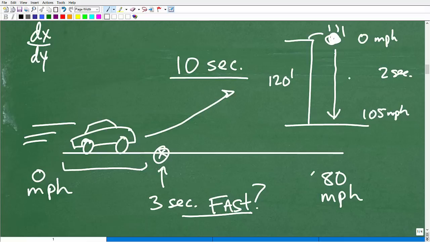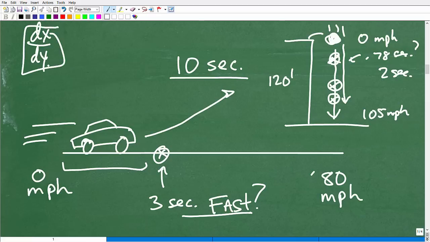I'm saying, well, how fast is the baseball going at 0.78 seconds? How fast is it going at this moment in time, this moment in time, this moment in time? Again, it's picking up speed, it's accelerating, but I want to know its instantaneous velocity at these little snapshots. This requires calculus, and this requires a concept called the derivative. In calculus, a derivative looks like that.